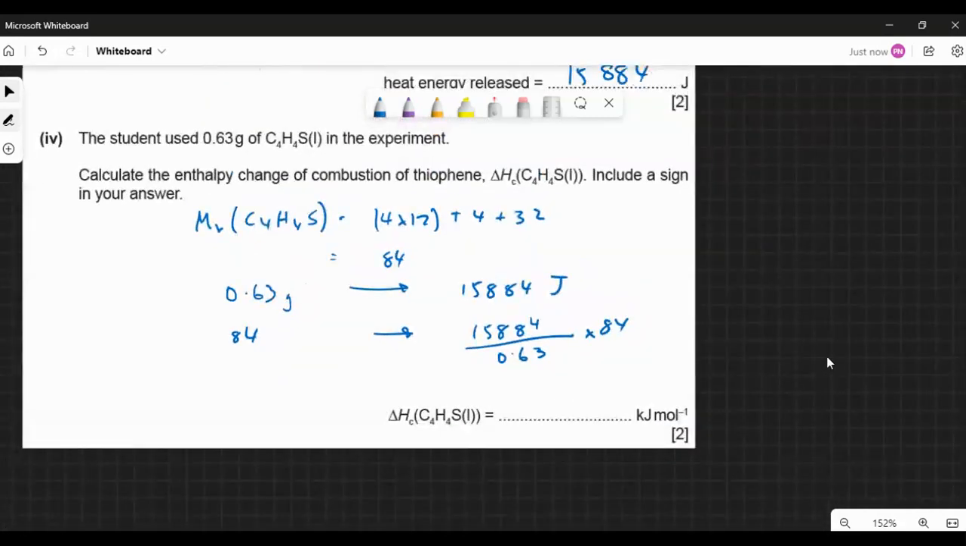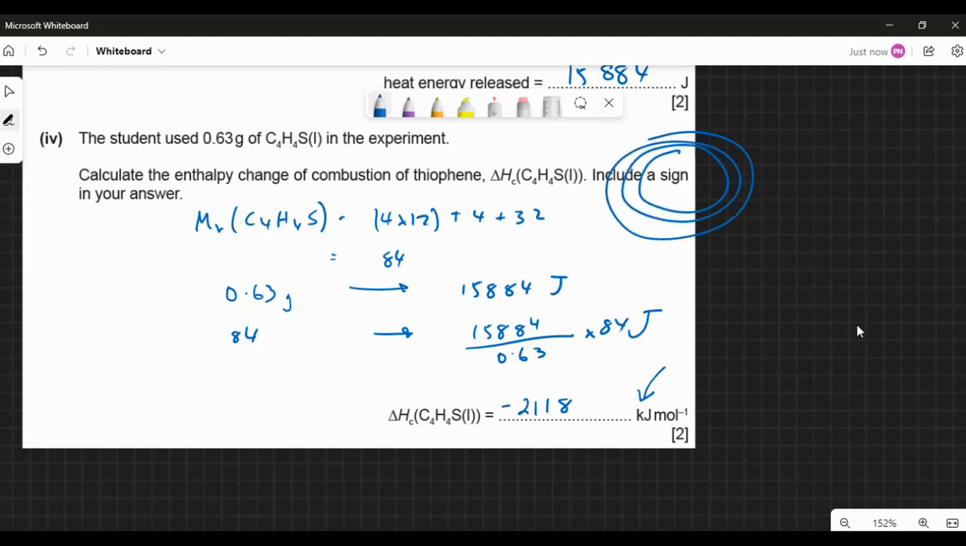It's going to be a very big number. This is in joules, though, the way I've done it. So what is it, anyone? Don't forget, you then divide the answer by 1,000 to get kilojoules, because the answer must be in kilojoules. 2118. That's huge, isn't it? 2118, and the sign? It is negative because it's exothermic. And it does say include the sign, which most of you forget.